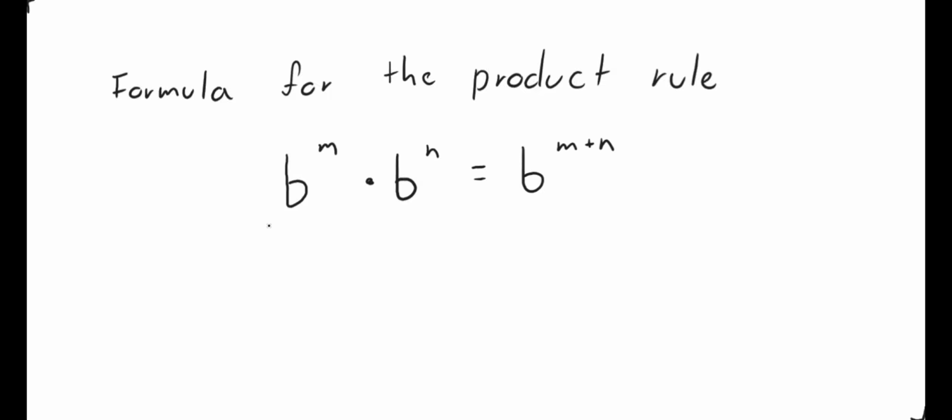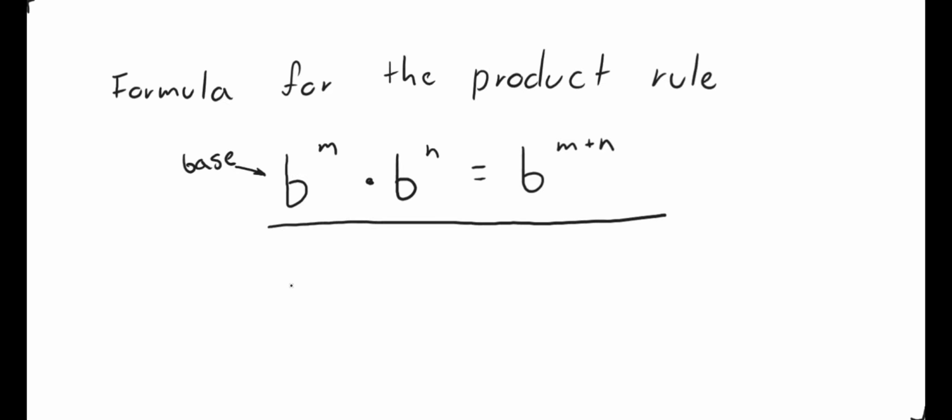So this is the formula for the product rule, specifically for algebra edition. B to the power of M times B to the power of N equals B to the power of M plus N. So you might be wondering, how the heck does this work? The B's are the base, aka the bottom letter slash number, and they have to be equal for this to work.